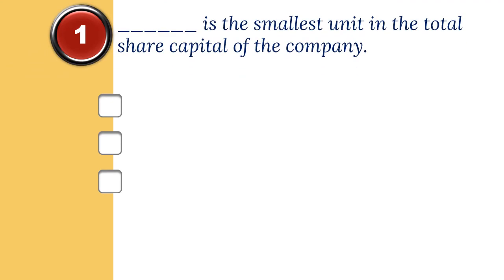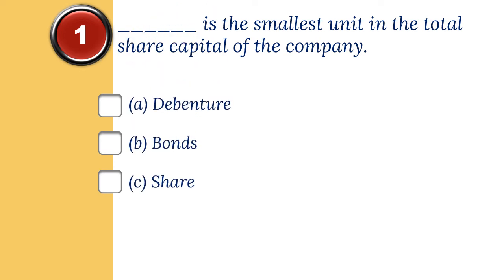1. Dash is the smallest unit in the total share capital of the company. The options are A. Debenture, B. Bonds, C. Share. And the correct option is C. Share.